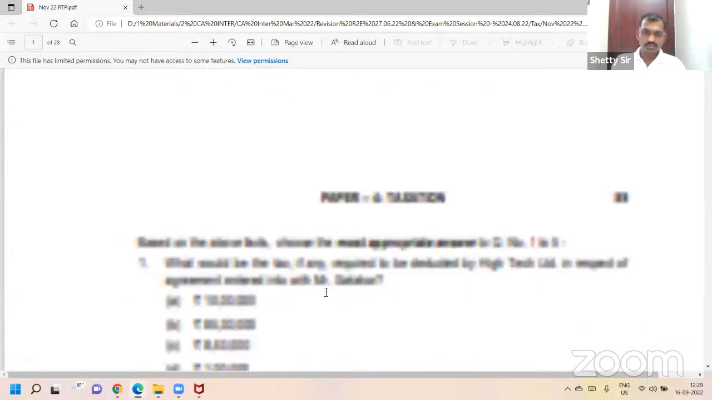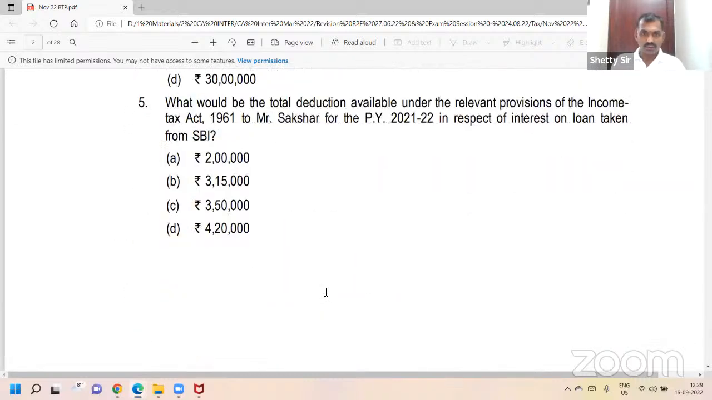Everybody understood? These are beautiful sections. So the 3,15,000 answer is 2 lakh plus 1,15,000, add the money. So the answer is 3,15,000, that is 2 lakh plus 1,15,000. You thought only 24B. There is no chance of making a mistake here.